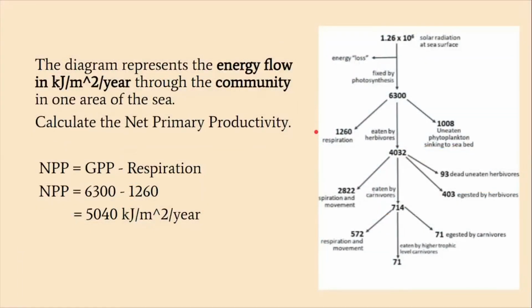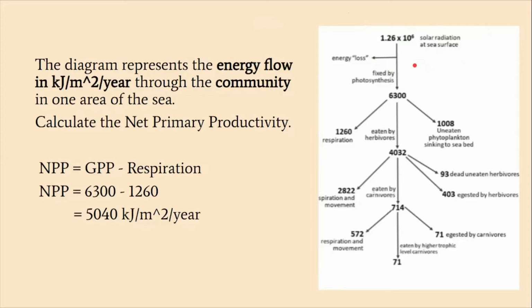Next, we are going to take a look at this example question. The diagram represents the energy flow in kilojoule per meter squared per year through the community in one area of the sea. Calculate the net primary productivity, or NPP. So we know the situation is in one area of the sea, so the producer here is algae. If we start off with the diagram at the top, we can see 1.26 times 10 to the power of 6 of energy of solar radiation at sea surface.